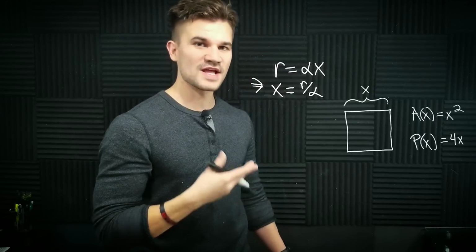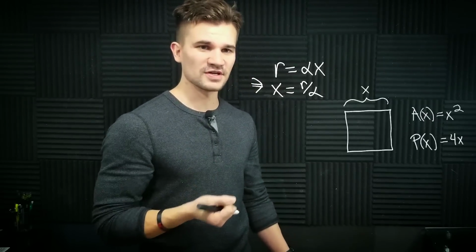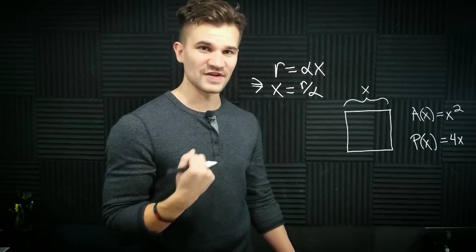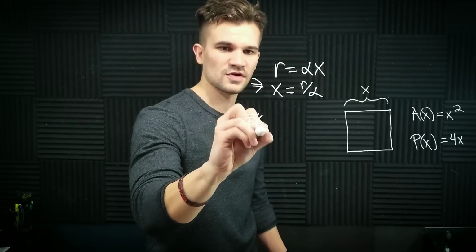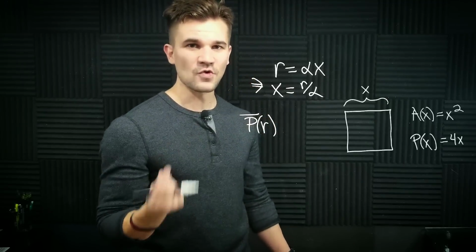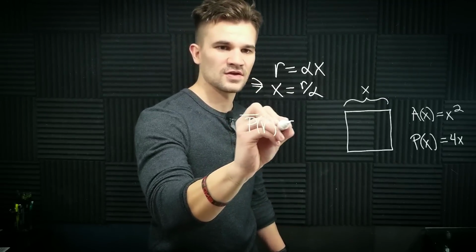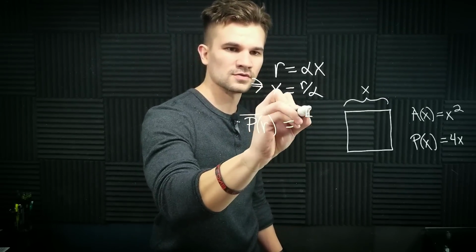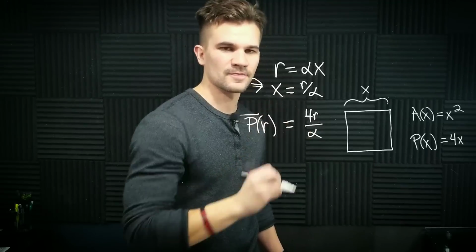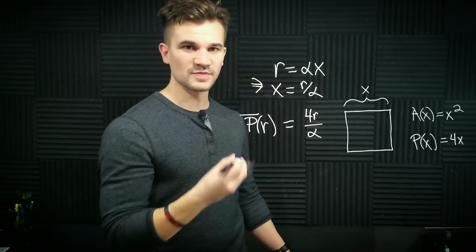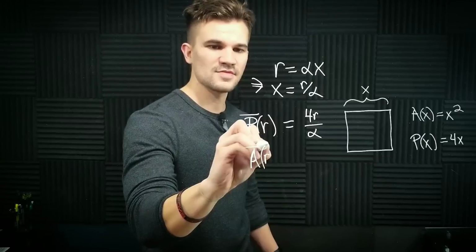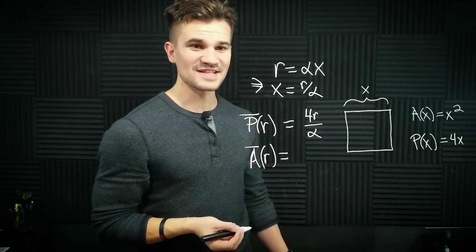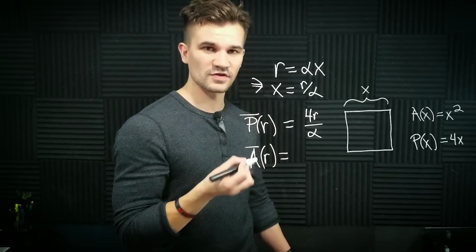So now we'll create new formulas for area and perimeter in terms of r instead of x. So the perimeter, which we'll call p bar of r, we know that it's 4 times x, so now it's 4r over alpha. And the area, which we know to be x squared, we'll call that a bar of r. We know that that's going to be equal to r squared over alpha squared.